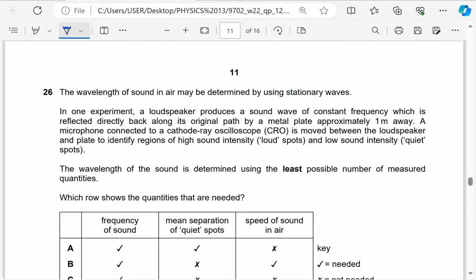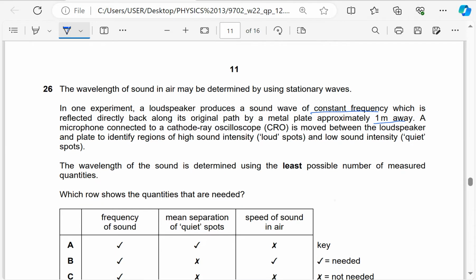The wavelength of sound in air may be determined by using stationary waves. In one experiment, a loudspeaker produces a sound wave of constant frequency which is reflected directly back along the original path by a metal plate approximately 1 meter away. A microphone connected to the cathode ray oscilloscope is moved between the loudspeaker and plate to identify regions of high sound intensity and low sound intensity.